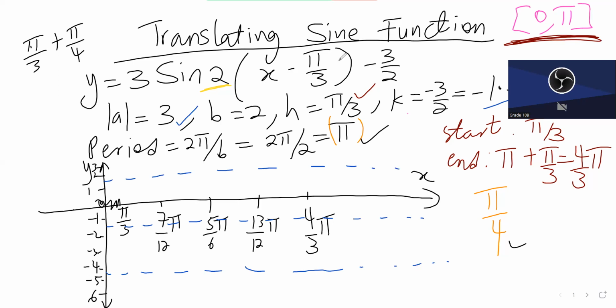Now, if we are starting from the point pi over 3, then our first point will be here, because remember, the graph shifts down 1.5. So we start from here. It's a positive sine graph, so we start and we go up. The next point will be on 7 over 12 pi, which should be up here. Then we'll come back to the starting level, which will be on 5 over 6 pi, which will be here. And we'll descend all the way down to this place, and back to the finish line.